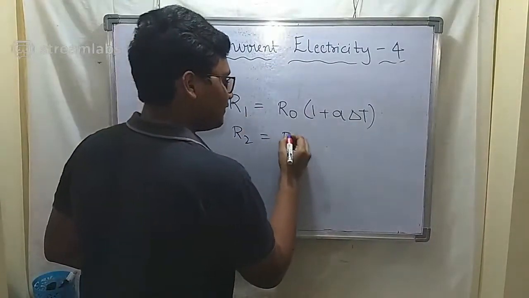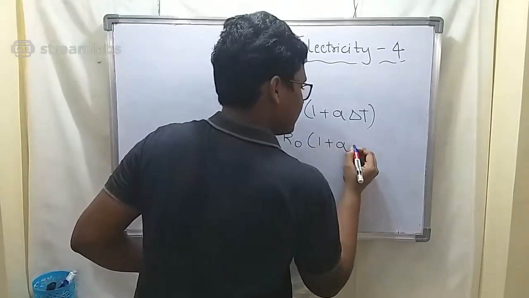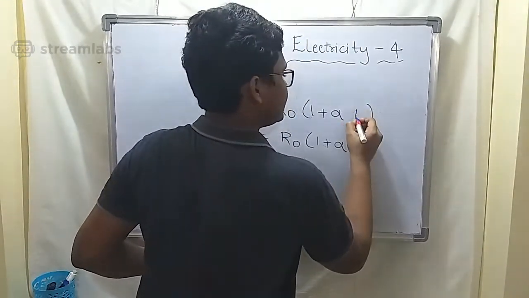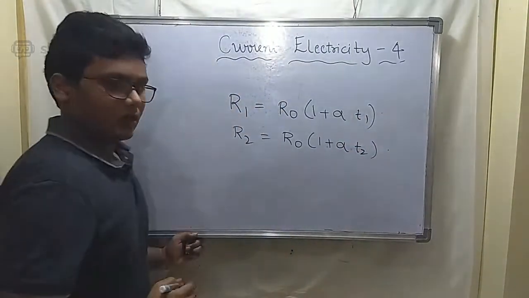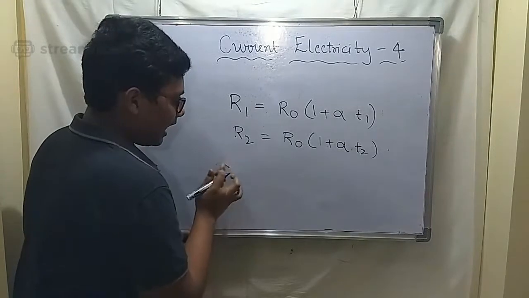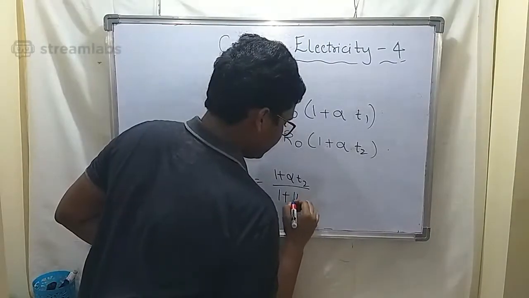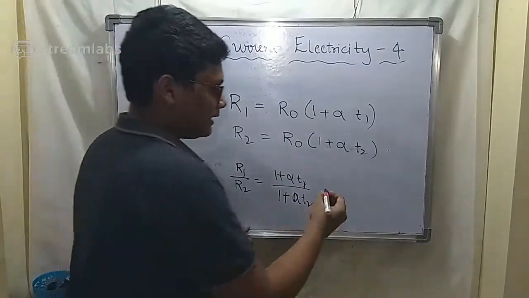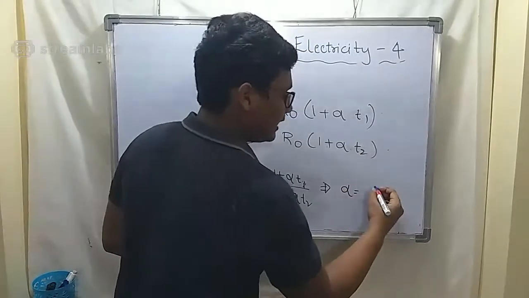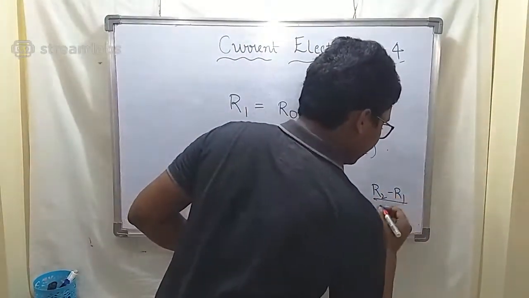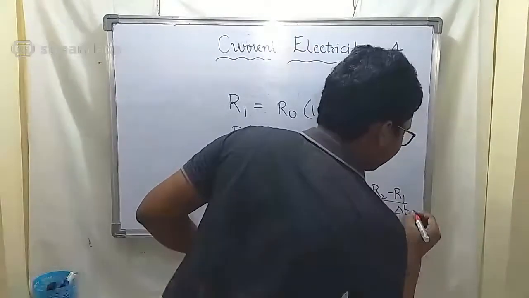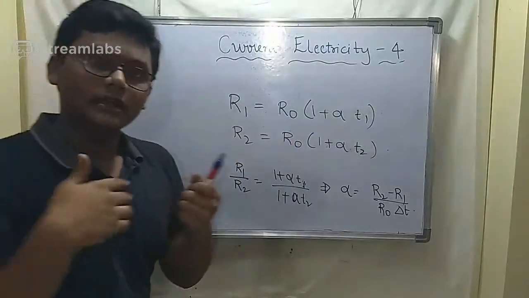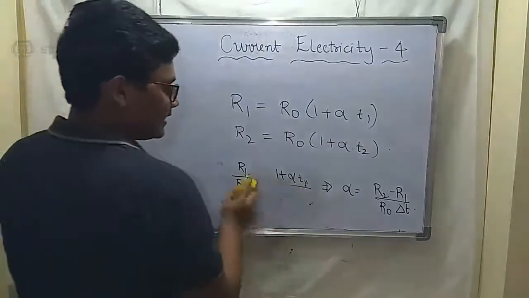In that case they will give R2 at two cases, where one temperature is T1 and the other temperature is T2. Here the ratio R1 by R2 is 1 plus alpha T1 by 1 plus alpha T2. And similarly we will get alpha is equal to R2 minus R1 by R naught into delta T. In numericals they will give like this two equations. We can also do it that way, but for clarification I said this one.